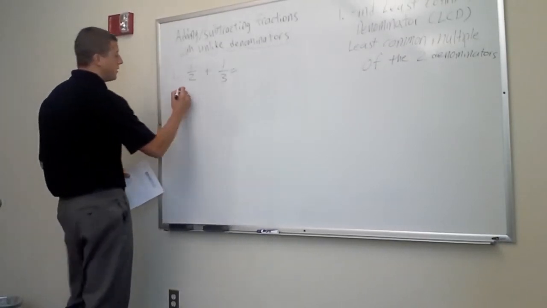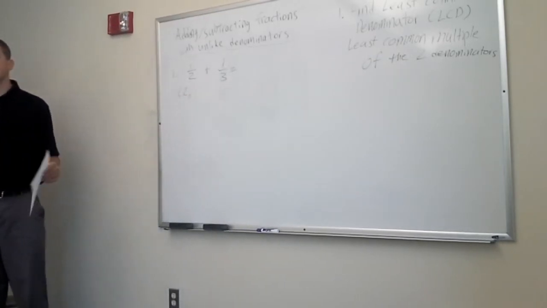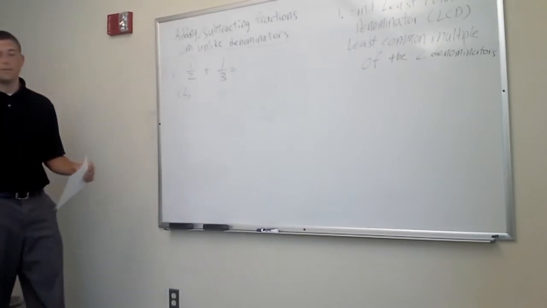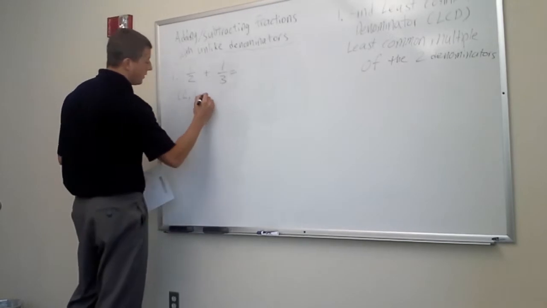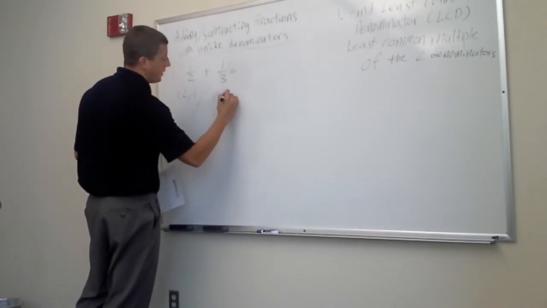So the first thing we're going to do is go through the multiples of 2. So why don't you guys list the multiples of 2 off for me? So we have 2, 4, what's next? Good. 6, 8, and then we'll do one more, 10, okay?